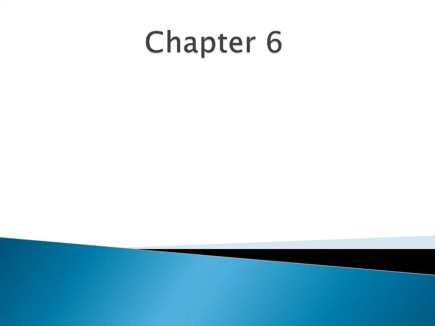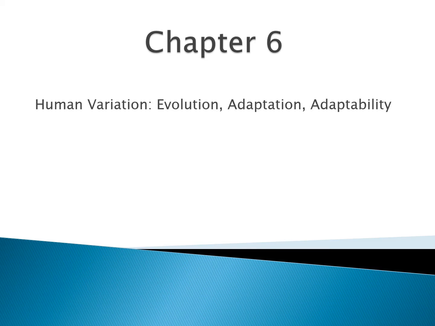Here we are with chapter 6. This will be the second large section in Unit 5 for the course. Chapter 6 brings us to the highlight of the course that we've been building up to, which is taking a look at modern humans right now, human variation, the sources of human variation that we see all around the planet, evolutionary factors, the fact that humans, like any other species, have to adapt, and the question of how adaptable are we still.